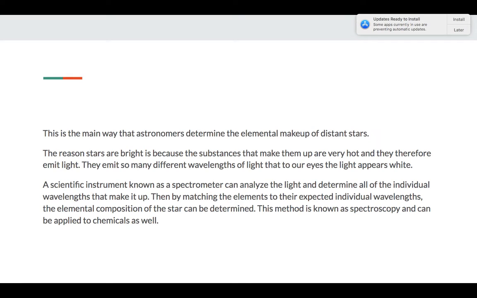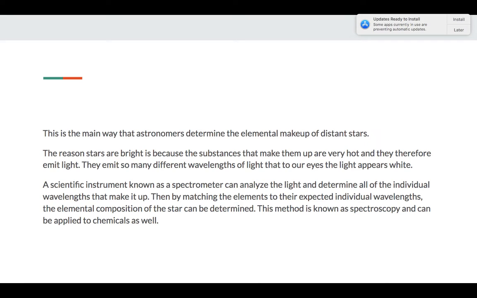And this is the main way that astronomers, the scientists who study stars and planets and things like that, determine the makeup of stars in the distance. The reason that stars are bright is because the substances that make them up are very hot and they emit light. And they emit light in a lot of different wavelengths. But to our eyes, they appear white, because we talked about earlier how when we see a bunch of different wavelengths of light or all the wavelengths of light, that actually appears white to our eyes.